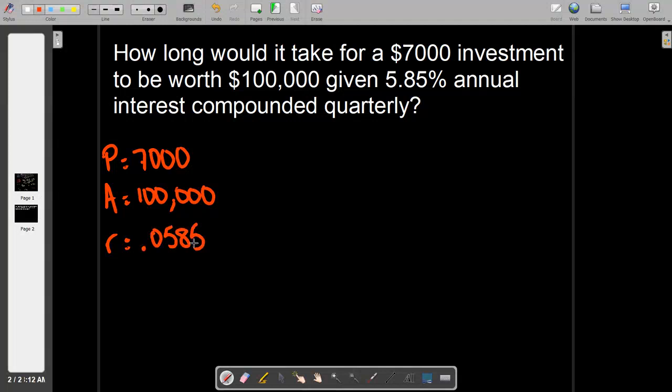And then the last thing, as generally will be the case, we encounter a number that's not really a number. It's going to be n. And what's n? 4. Quarterly means 4 times per year, once per quarter. So into the formula, we'll put our values.